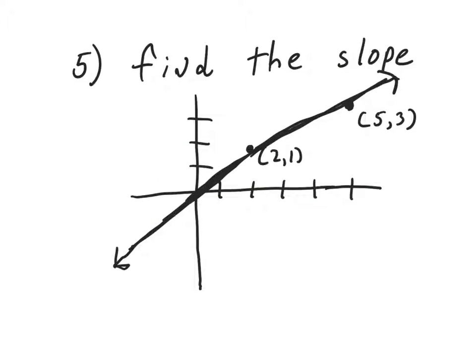On number 5, it's asking us to find the slope for this line. And they already went ahead and identified 2 points for us to use. And that's going to make it pretty easy, because all we have to do is count. So remember what slope is. It's the change in y over the change in x. So all we have to do is count.